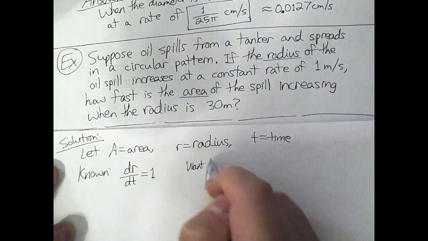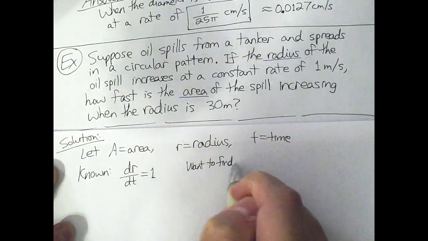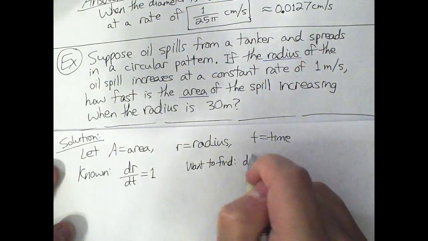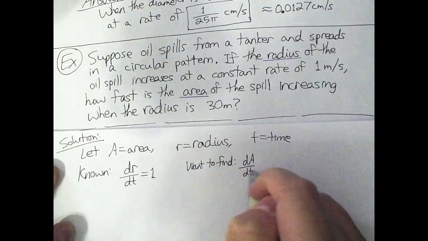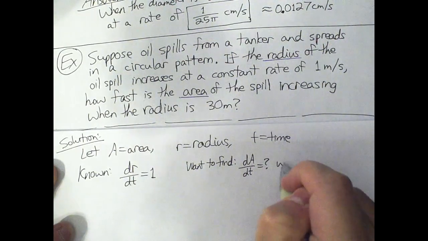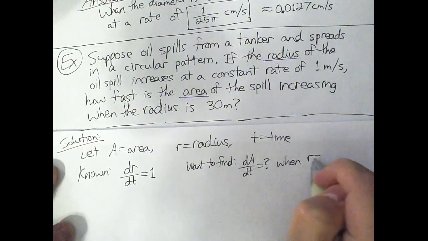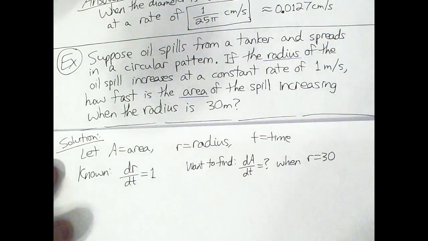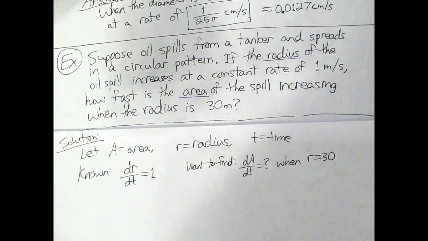What do we want to find in this problem? In terms of these letters, we want to find dA/dt when r equals 30 meters. But let's write r equals 30. In a moment, I'm going to have to move the page and move the problem away, but I think we've all got the problem by now.